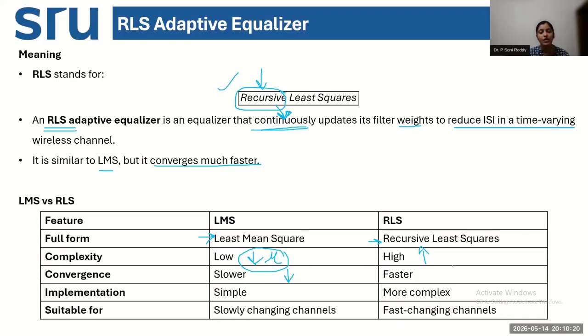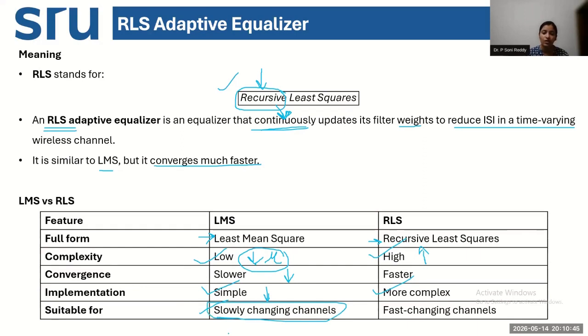Okay. RLS compared to LMS is much faster. The implementation of LMS is simple. Why? Because it has lower complexity, which means it is easier to implement. Higher complexity means it is more complex or difficult to implement. Now, what is it suitable for? It is suitable for slowly changing channels.